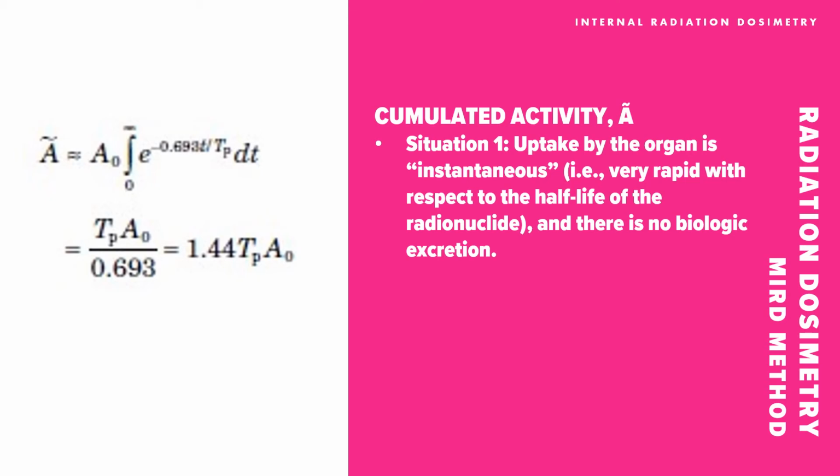In situation 1, the uptake of your radionuclide or radiopharmaceutical by the organ is instantaneous, meaning that the radiopharmaceutical is taken up very rapidly with respect to the half-life of the radionuclide. We are not talking about biological half-life, and there is no biological excretion, meaning that your radiopharmaceutical is not excreted through feces or urine. So you can use the equation: the cumulative activity equals 1.44 Tp times A0, where Tp is the physical half-life and A0 is the starting radioactivity.